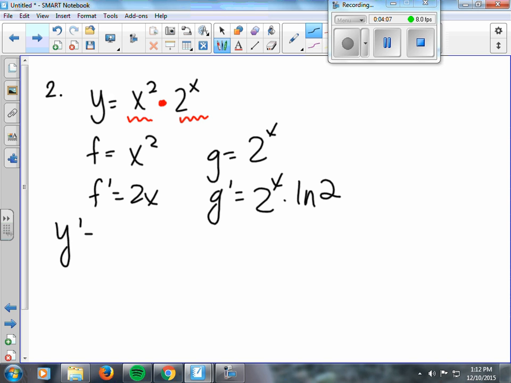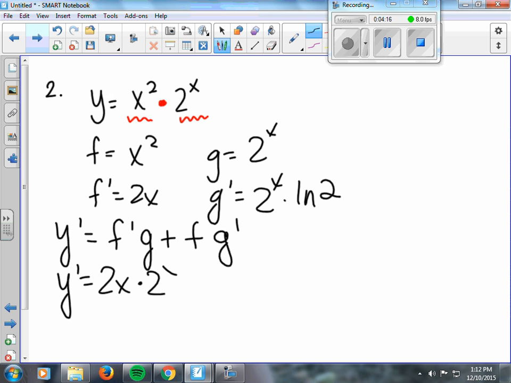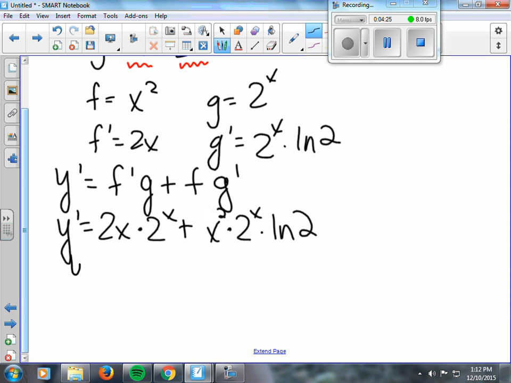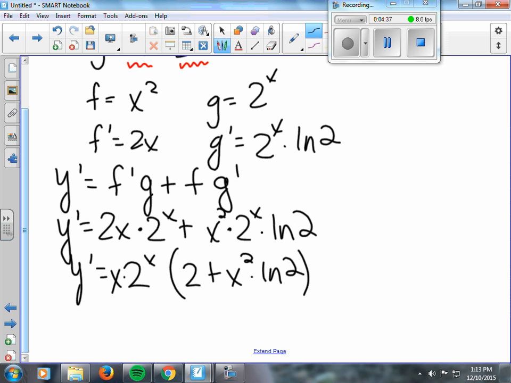Okay, so y prime, following my product rule, would be to take the derivative of one at a time here. So f prime g is 2x times 2 to the x, and then fg prime would be x squared times 2 to the x times the natural log of 2. The only simplification really here would be, well, you could factor out an x and a 2 to the x, and that would leave you with 2 plus x squared ln 2 left inside.